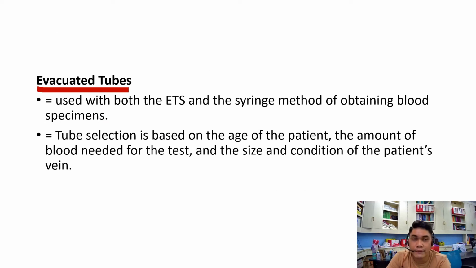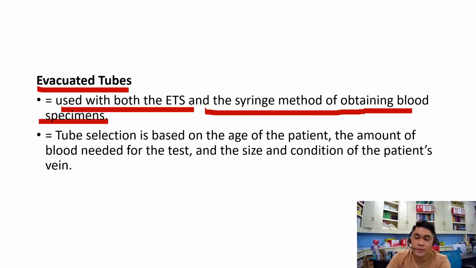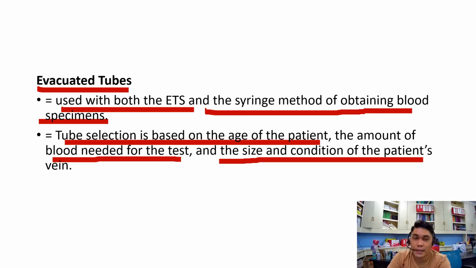Then next, regarding evacuated tubes, used with both ETS and syringe method of obtaining blood specimens. So remember, for ETS and syringe, you also need evacuated tubes in the syringe method because you need to transfer blood from syringe to your evacuated tube. Okay, so tube selection is based on the age of the patient. So regarding the volume, there are underfilled tubes. There are tubes that are designed to collect less blood volume, the amount of blood needed for the test, and the size and condition of the patient's vein.